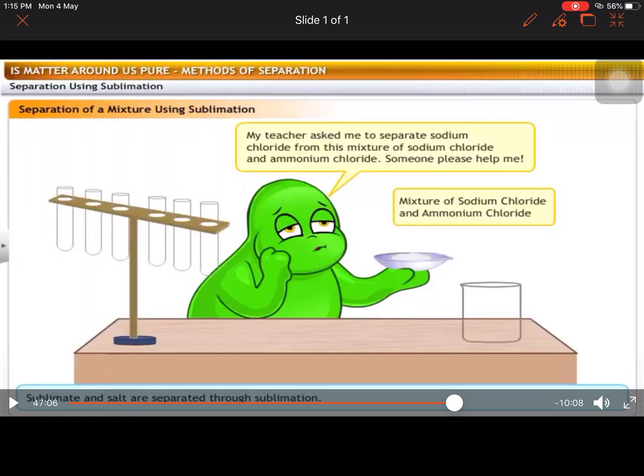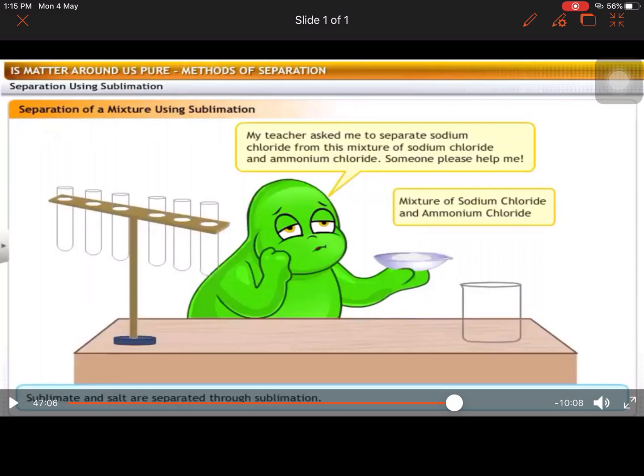In this video we are going to discuss the separation of mixtures using different kinds of methods. Here you can see my friend Bobo is trying to say something about the separation, and he is very much confused. According to him, he wants to separate sodium chloride from a mixture of sodium chloride and ammonium chloride that he has in his hand. Someone please help him. What kind of method can be used to separate sodium chloride and ammonium chloride? Both are chlorides.